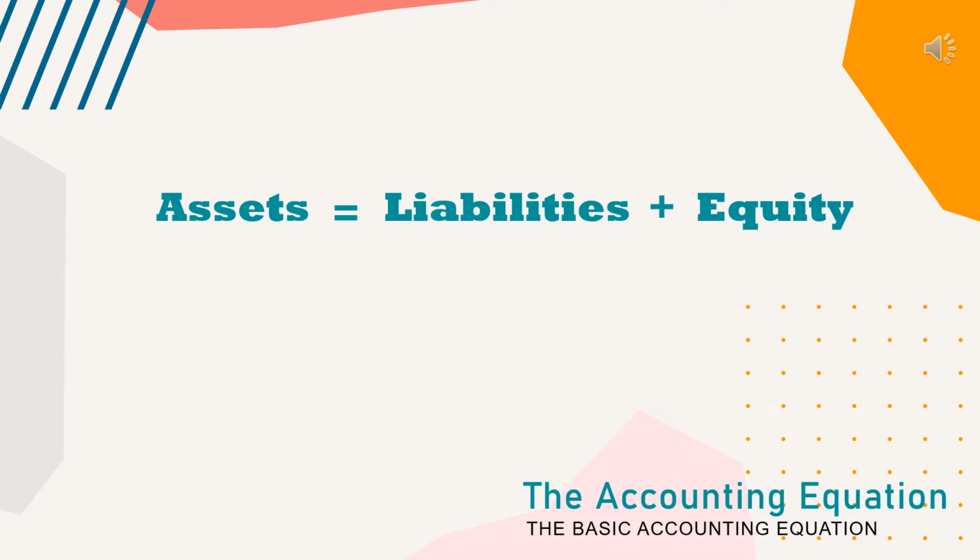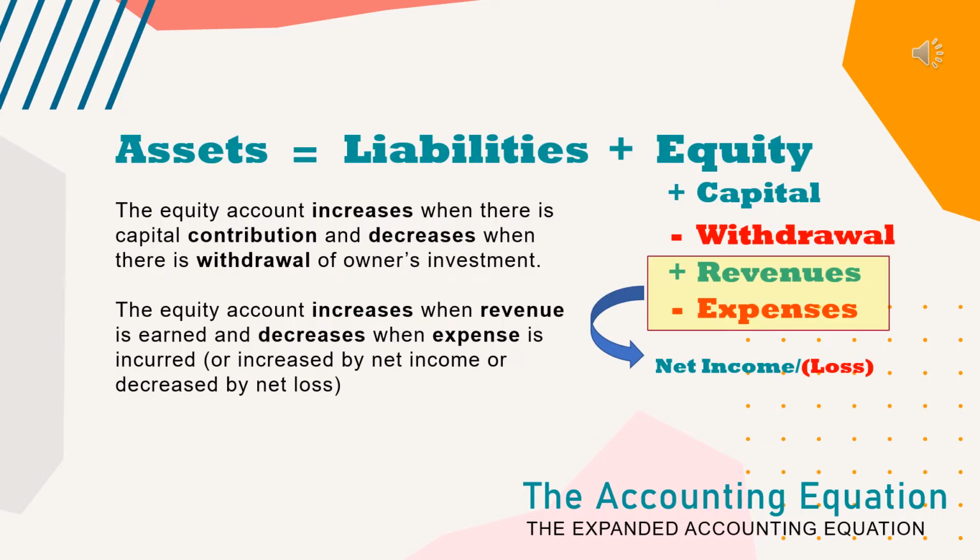This leads us to the expanded form of the basic accounting equation. There are related elements that can either increase or decrease the equity. The equity element increases when there is capital investment by the owner or owners of the business. Conversely, a withdrawal of capital investment decreases equity. Also, equity increases when the business earns revenue and decreases whenever it incurs an expense.